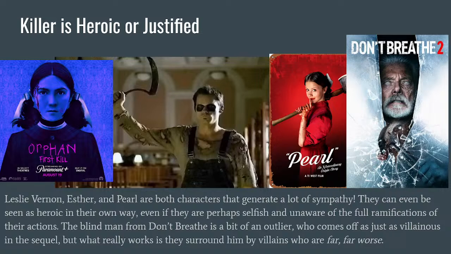Esther from Orphan, Pearl from X, and the blind man from Don't Breathe can sort of be seen as heroic in their own ways, even if they are a bit selfish or unaware of the full ramifications of their actions. With the guy from Don't Breathe being a bit of an outlier because he comes off as just villainous in the sequel, but what really works is that they surround him by villains that are even worse than him. So although we are rooting for a very repugnant, horrible guy, he's trying to take down people that are worse in service of somebody that is better.